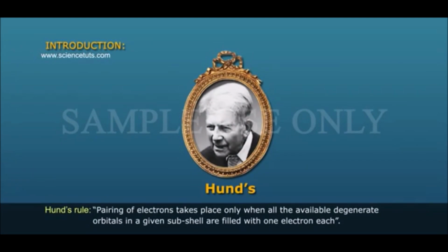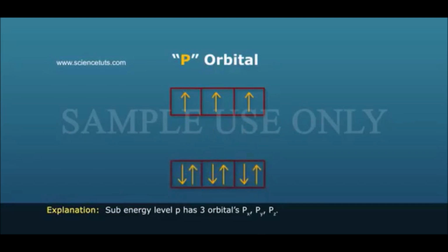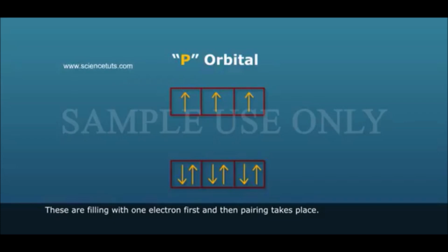Pairing of electrons takes place only when all the available degenerate orbitals in a given subshell are filled with 1 electron each. Explanation: sub-energy level p has 3 orbitals, px, py, and pz. These are filled with 1 electron first and then pairing takes place.